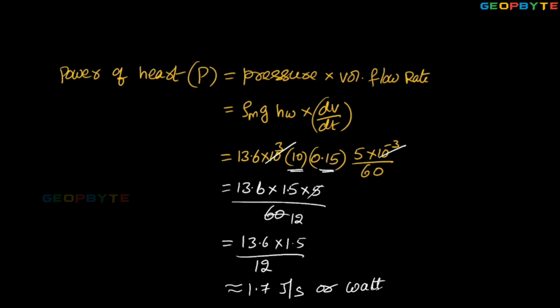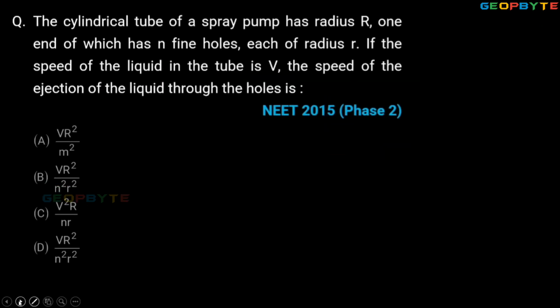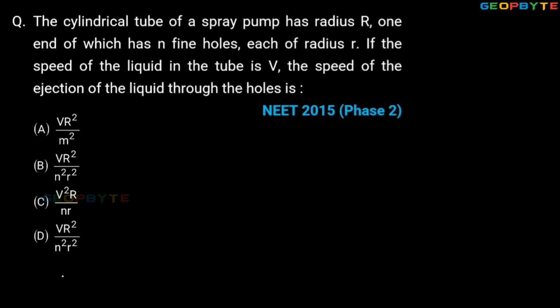That is the power of the heart, 1.7. Look at the options. Look at option D. Option D is absolutely correct. Understood clearly? Yes. Then let us take another important problem.